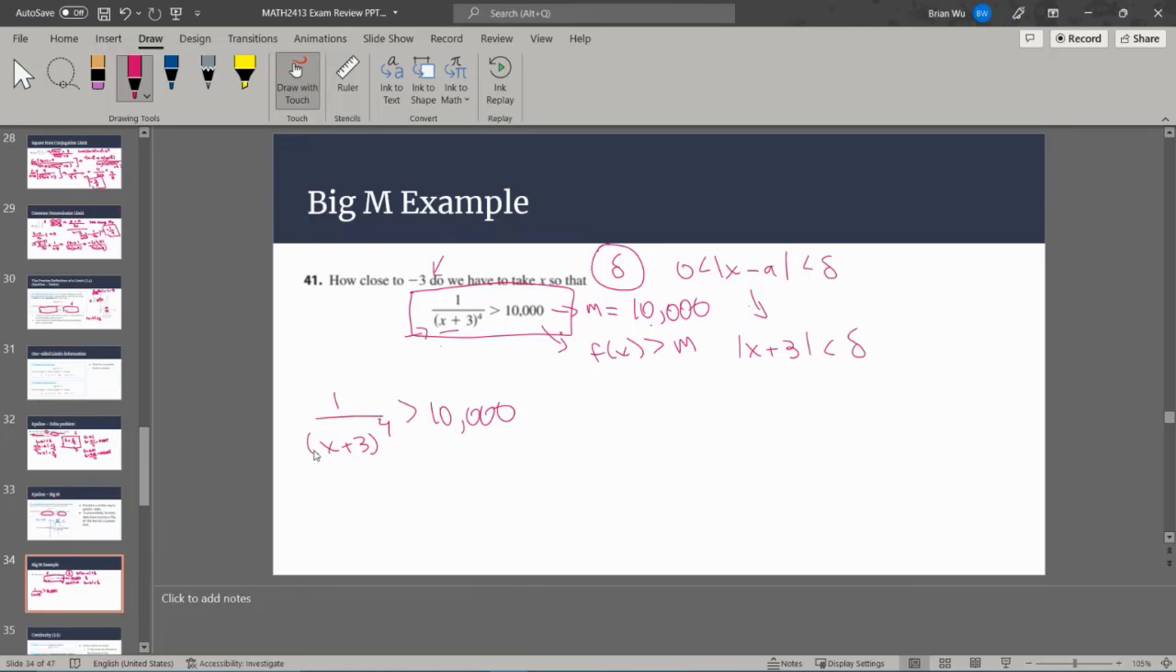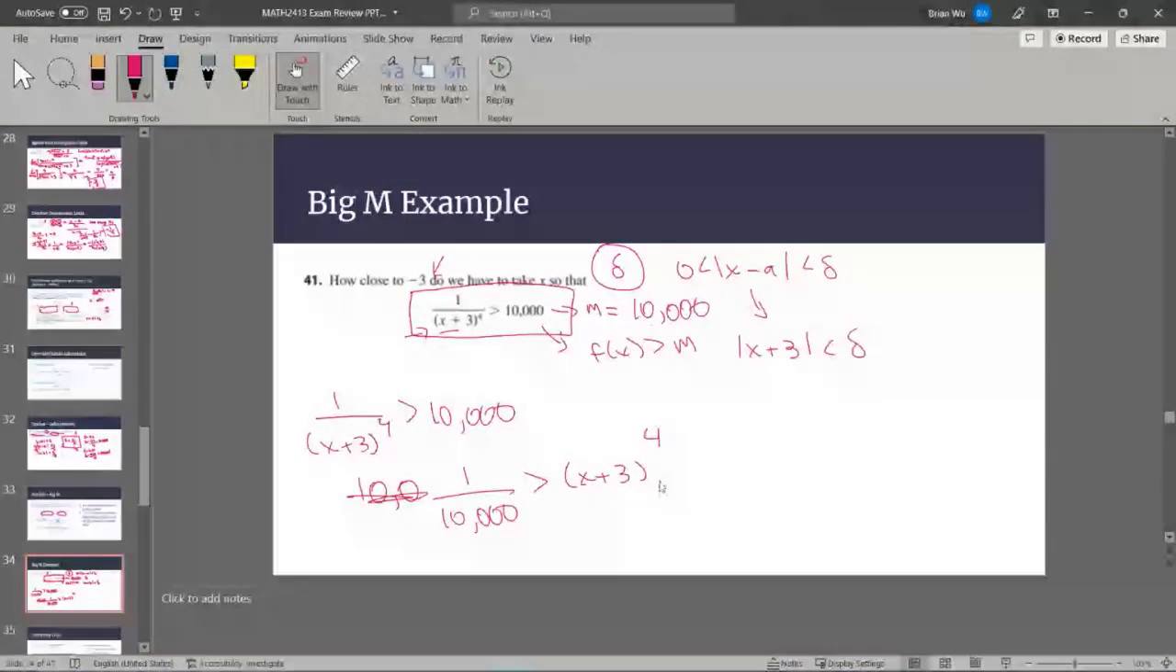So in this case, we can multiply this whole thing to the other side to get it out of the denominator, and also divide this by 10,000. So that would be 1 divided by 10,000 is greater than, and since there are no negatives, we don't have to change the sign, x plus 3 to the power of 4.